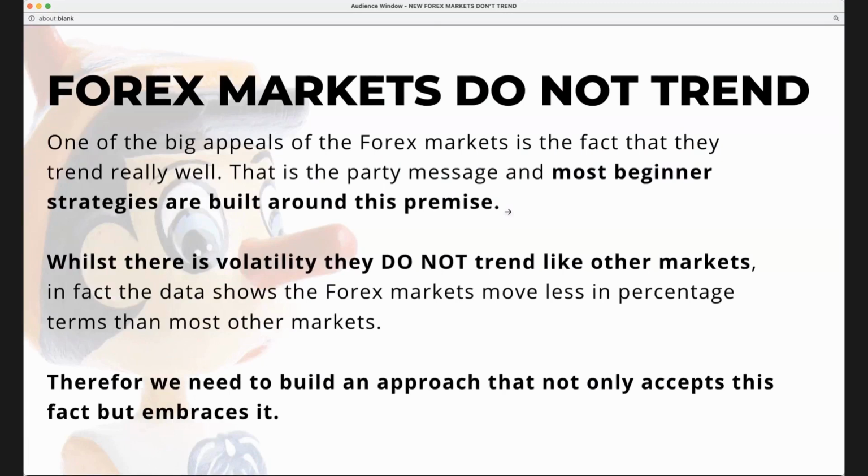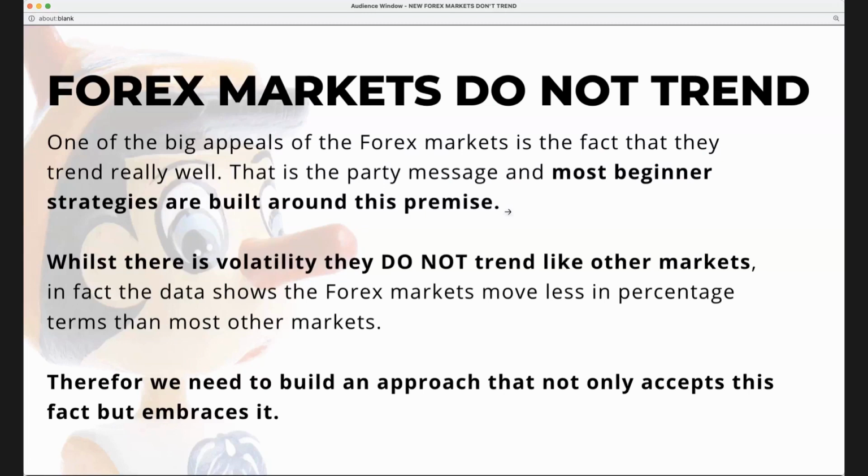Exactly, Mohammed. So as I was saying, the party line is that the Forex markets trend more than other markets. That's what the appeal is. You can pretty much take a position anywhere and you'll come out ahead of the game if you're using technical analysis. And that's not quite the truth.